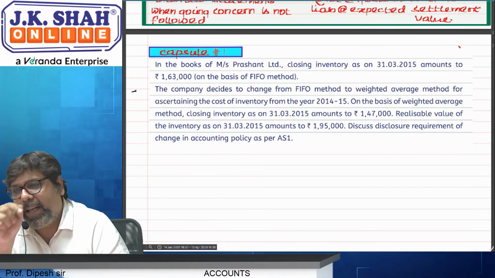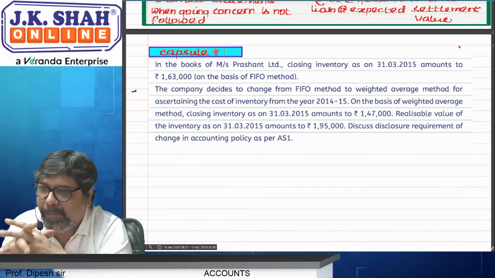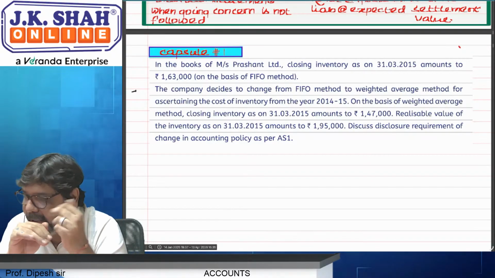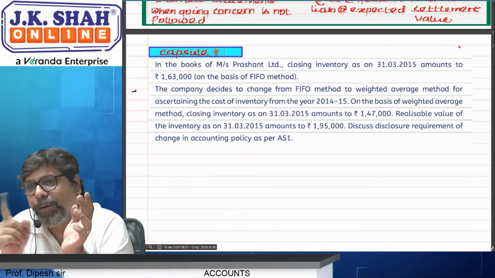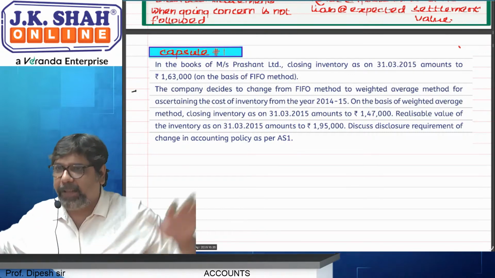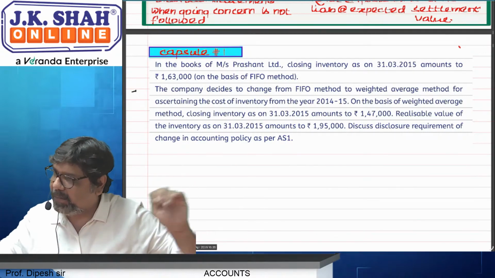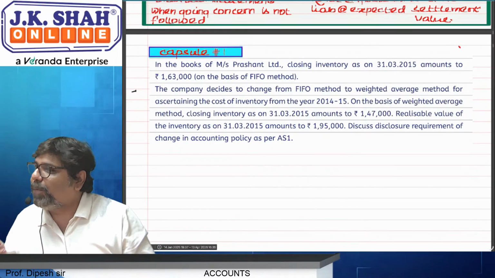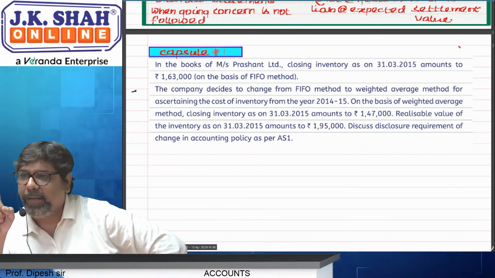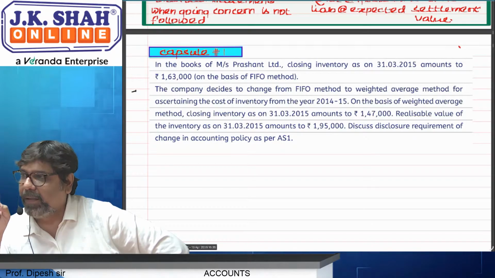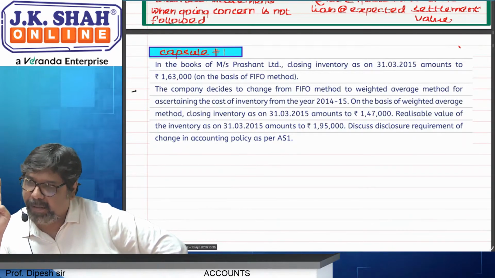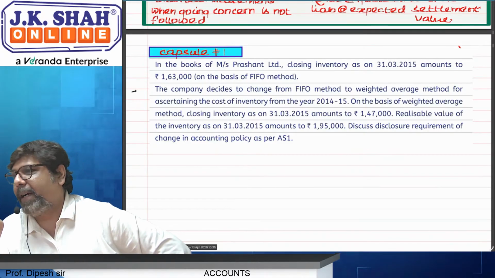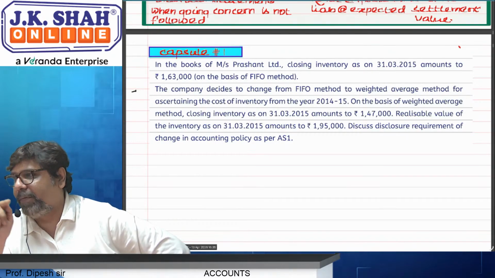So closing inventory under weighted average will become 147. So closing inventory will increase or decrease? Decrease by how much? 16,000. If your closing stock decreases, your trading account's credit side will come down. If your trading account's credit side will come down, your gross profit will come down. Yes or no? So your profit will come down. So what was the old policy? FIFO. New policy? Weighted average. Reason for change? Better presentation of financial statements if nothing else is mentioned. Number 4, impact, my closing stock will decrease by 16,000 and hence my profit will also decrease by 16,000.